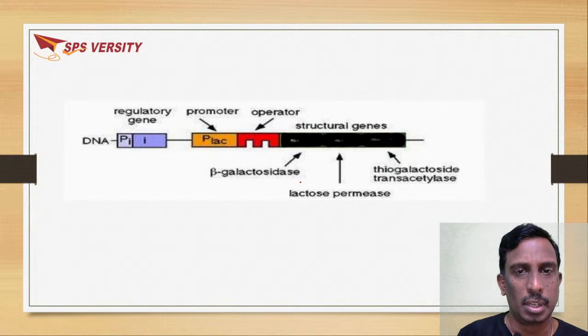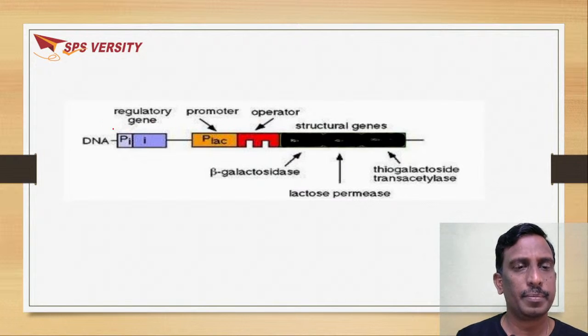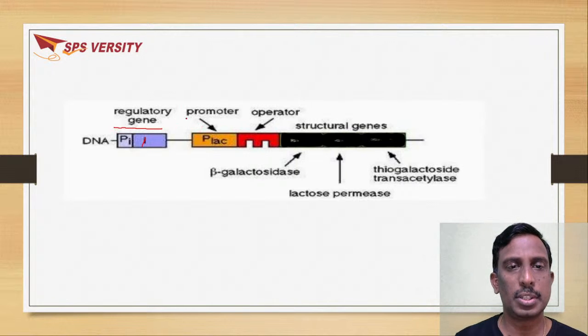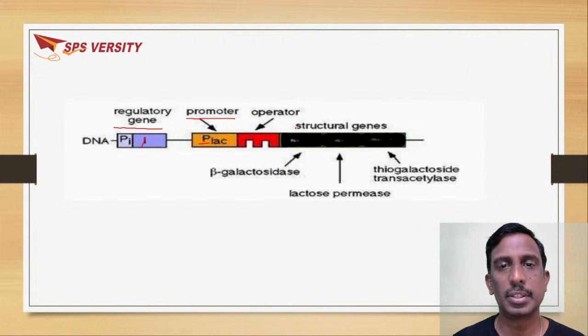Okay, if you see the diagram very carefully, this is the regulatory gene I, the promoter gene P, the operator gene O, and the structural genes. Three structural genes are present: LAC-Z, LAC-Y, LAC-A. LAC-Z will synthesize an enzyme called beta-galactosidase. LAC-Y will code for an enzyme called permease. And LAC-A will code for an enzyme called transacetylase.